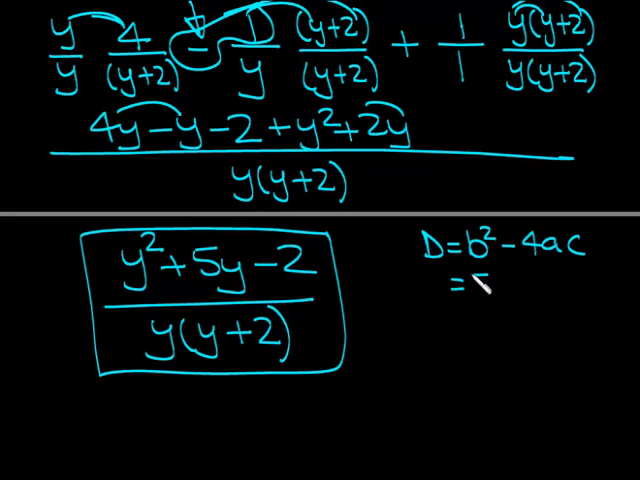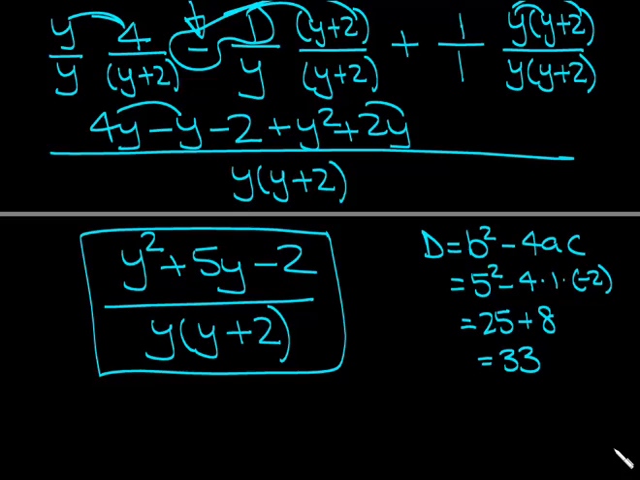B is 5, so you get 5 squared minus 4 times A times C. C is negative 2. So you get 25 plus 8, so you end up with 33. Is 33 a perfect square? No. So that tells me that that cannot be factored, so we are done. So that's how we factor those problems. Okay, I'm sorry, that's how we solve those problems.